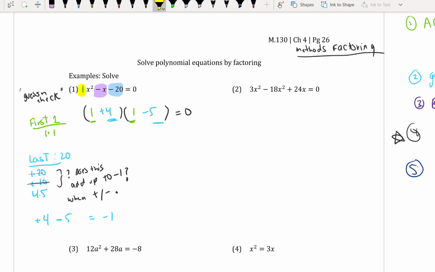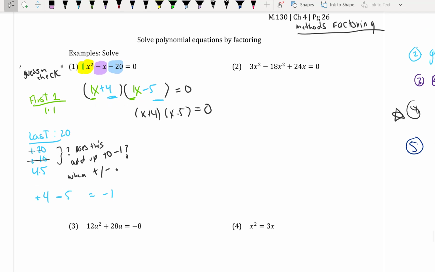And don't forget, with our first term, we do have that x squared. So make sure that you guys have the x in those terms as well, those first terms. So now what you really have is x plus 4 times x minus 5 is equal to 0. So according to the zero product principle, I'm going to split it in half. And this first term is going to be x plus 4 is equal to 0. So x is equal to -4 is going to be one answer.